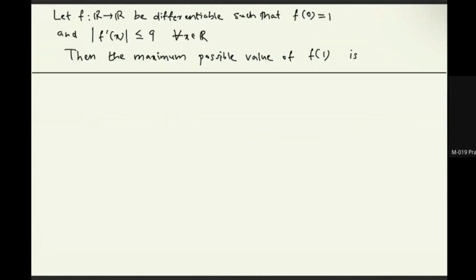Now, we can solve another problem. Again, f from R to R, and the conditions are very important. f is differentiable, f(0) is 1, and f'(x) is given to be satisfying this inequality. What is the question? You need to find the maximum possible value of f(1). So what is given to you is that f is differentiable, f at some value, f(0) is 1, is given, and you have been given some information on the derivative of the function. So some inequality is given.